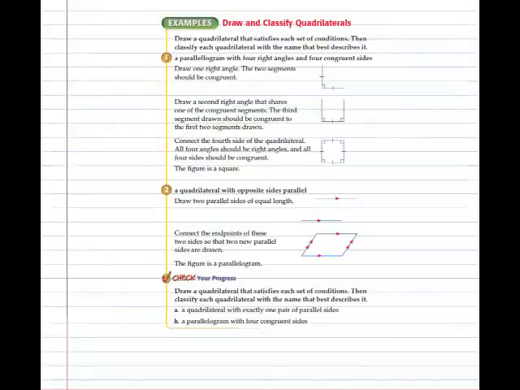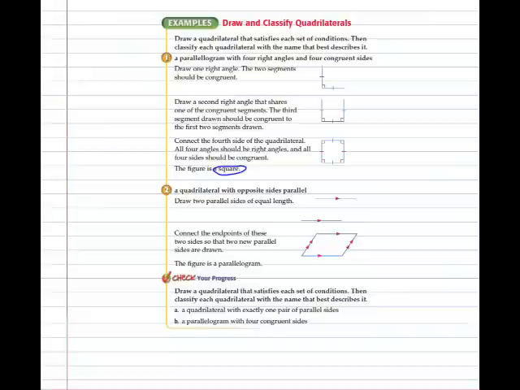Draw a quadrilateral that satisfies each of the set of conditions. Then classify each quadrilateral with the name that best describes it. A parallelogram with four right angles and four congruent sides. So I draw my right angle, my congruent sides, draw a second right angle to the right here with a side that's congruent to the other two, and connect the fourth side with a side that's congruent to the other three. I then have a parallelogram with four congruent sides and four right angles, which is defined more specifically as a square.